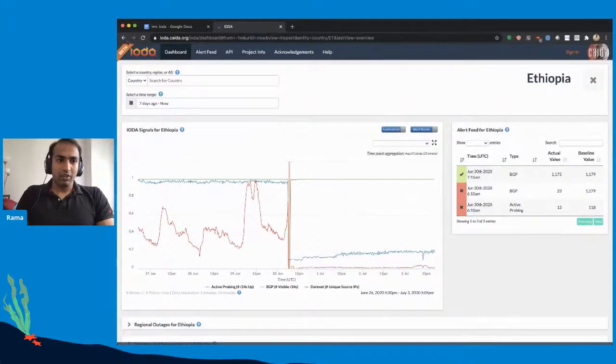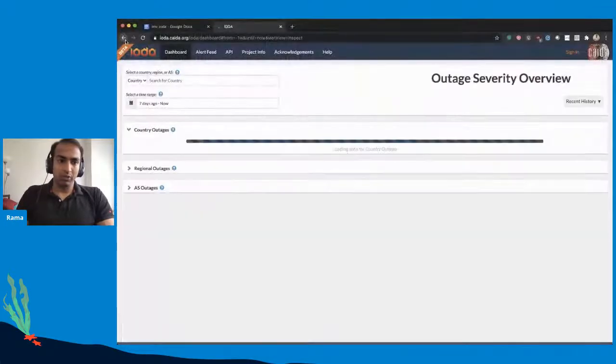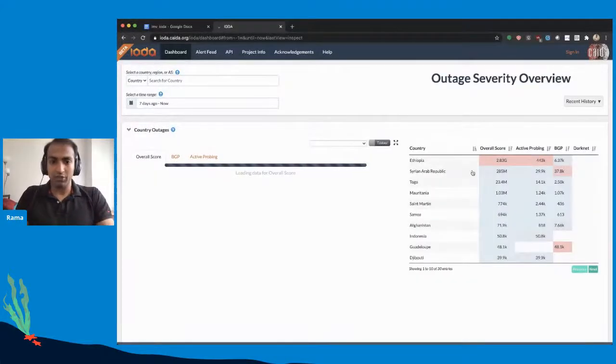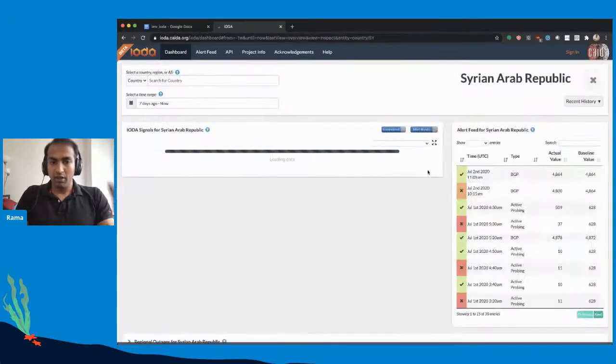Okay, let's take a look at one more outage that was visible in the last 7 days, because it also serves as a great case study. So let's take a look at the Syrian Arab Republic. Again, we're in the dashboard page. If you click on this, we're going to go to the page that's displaying the signals specifically for Syria.